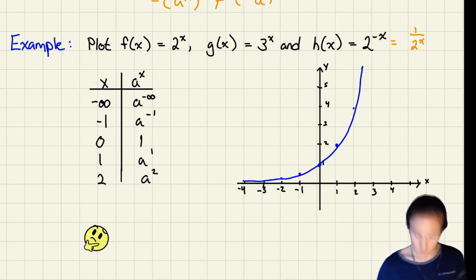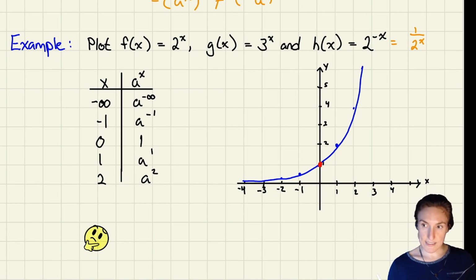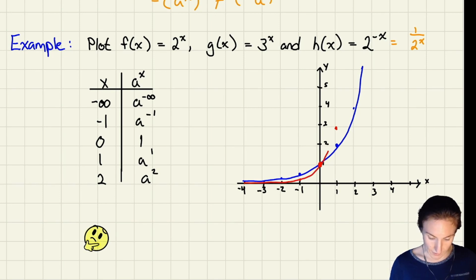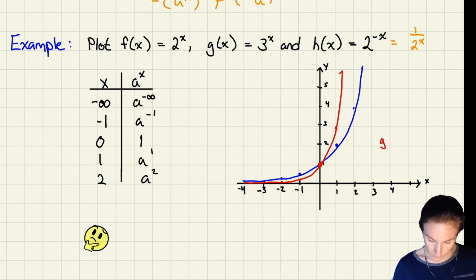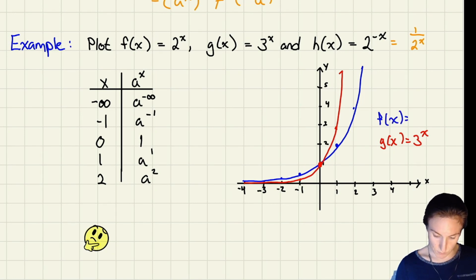So as x gets more and more negative, these values get smaller and smaller, and our function looks something like this. In the case of 3, the values are the same at x equal to 0, but then at x equal to 1, we go to 3. If x is equal to 2, we go to 9. So this grows much faster. And then on the negative side, if x is equal to negative 1, we're at 1/3, and so it's smaller than our blue line here. So we'll get something that looks like this. Okay, so the red one is our g of x equal to 3 to the x. Our blue one is our f of x equal to 2 to the x.